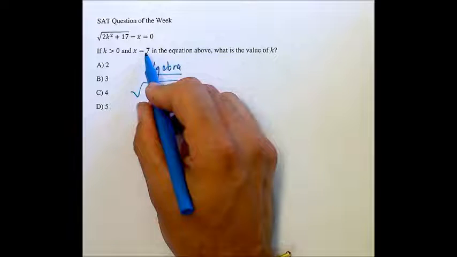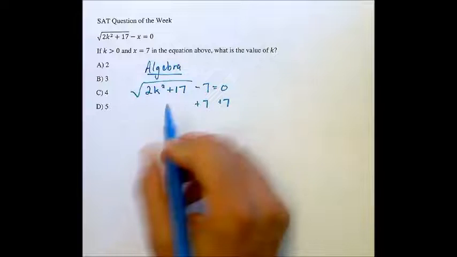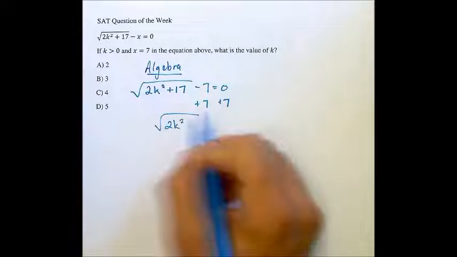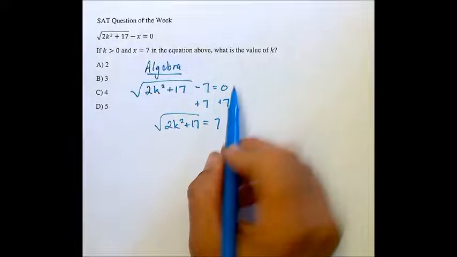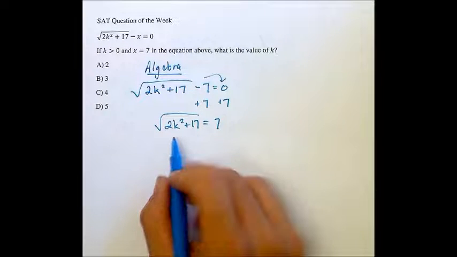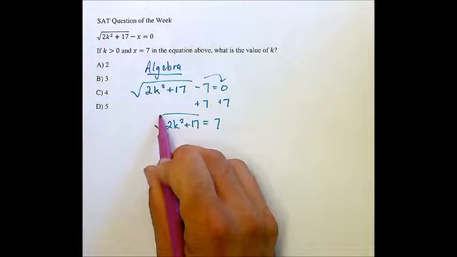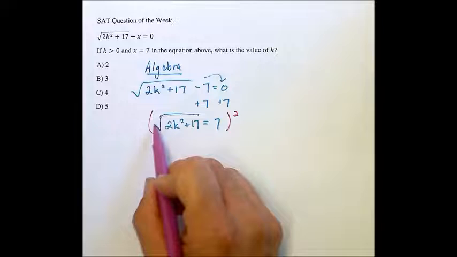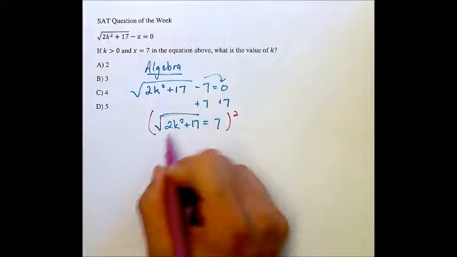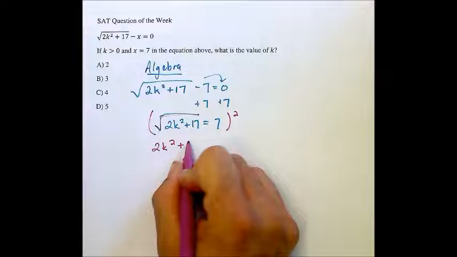basically plugging in your 7 for x, adding 7 to both sides. You have your square root of 2k squared plus 17 equal to 7. Right? We plugged in the x, we moved it to the other side there. Now, in order to get rid of a square root, what you can do is square, and this will get rid of this square root, but you have to do it to the whole equation. So we get rid of this square root here, 2k squared plus 17.